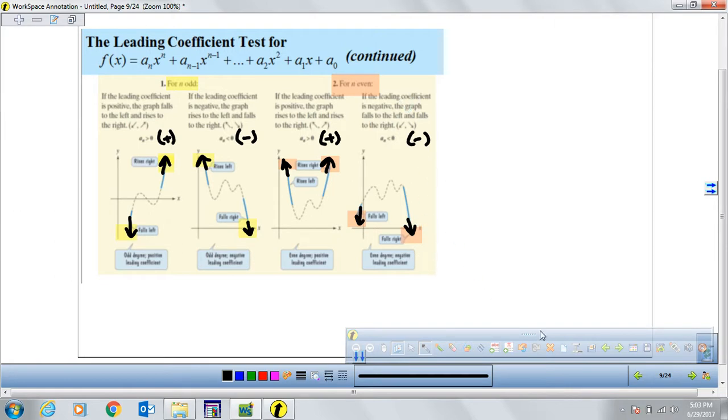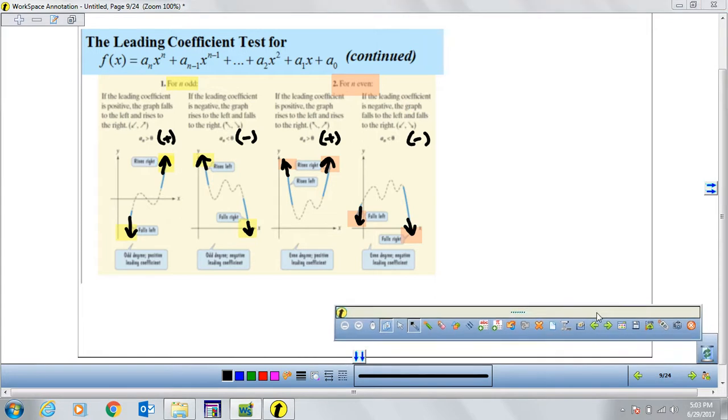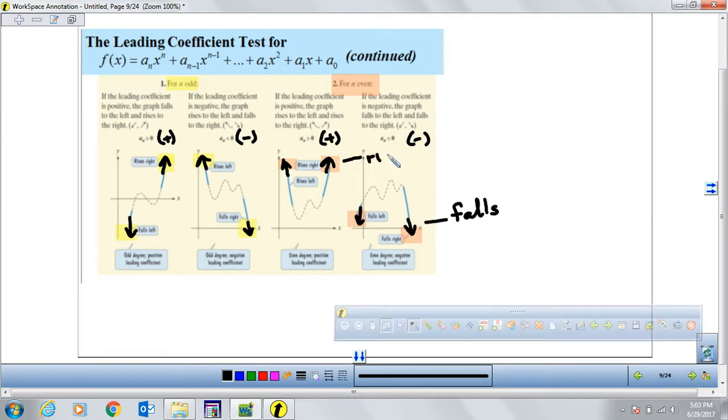What happens on the far left and the far right? So we're going to use some words. If the graph goes down, like over here, we're going to use the word falls, and if the graph goes up, we're going to use the word rises.